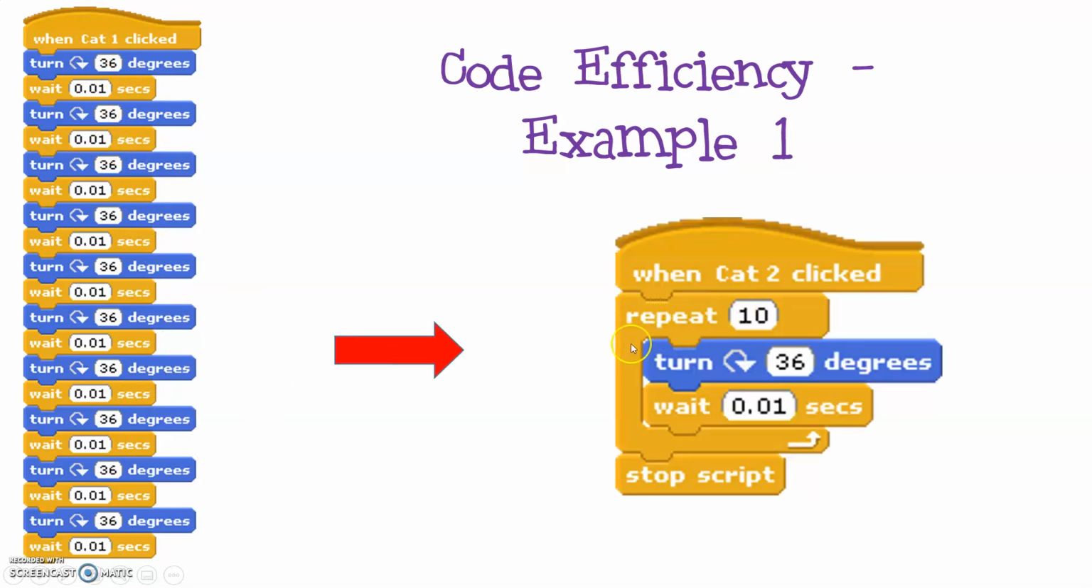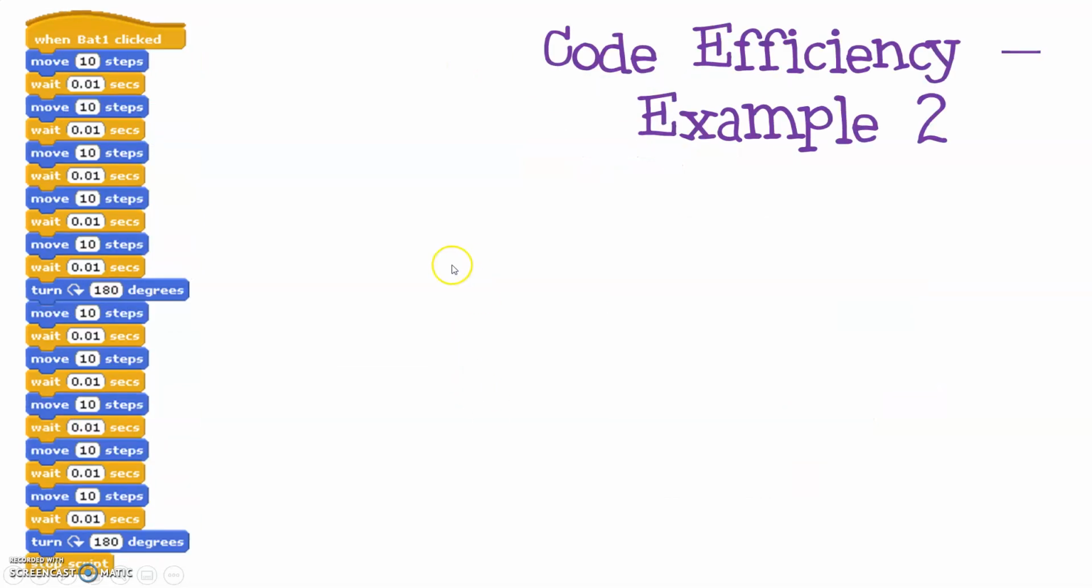Okay, so we repeat 10 times, turning 36 degrees, waiting 0.1 seconds. This small piece of code will do the exact same as this large piece of code. It's the exact same coding, just repeats 10 times. You can easily spot a loop in Scratch because it has this kind of C shape and has space for the code to go inside it. So you can see where it starts and where it stops. Let's have a look at another example.